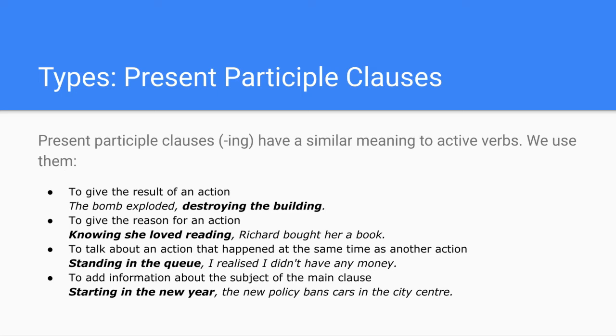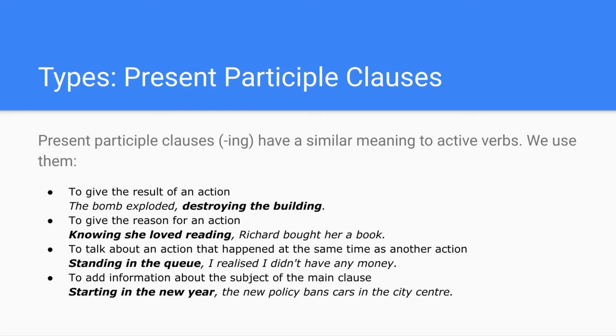You can use them to give the reason for an action. "Knowing she loved reading, Richard bought her a book," which means because he knew that she loved reading, Richard bought her a book. Or to talk about an action that happened at the same time as another action. "Standing in the queue, I realized I didn't have any money," meaning as or while I was standing in the queue, I realized I didn't have any money.